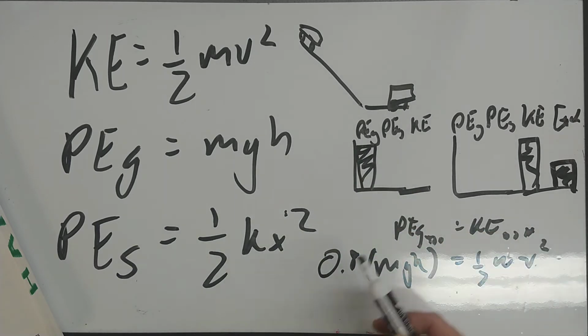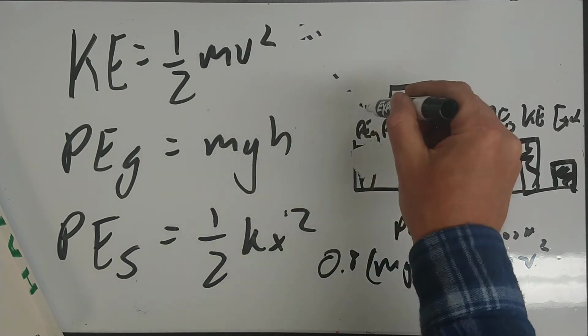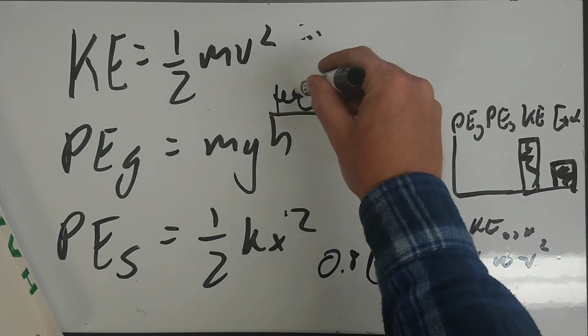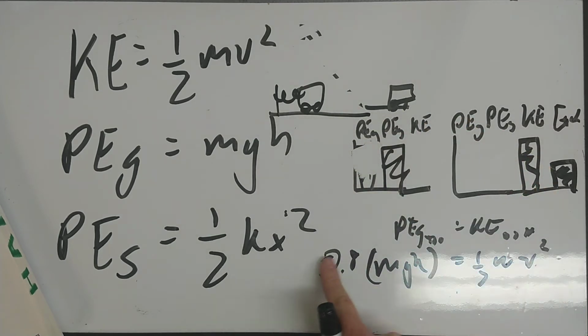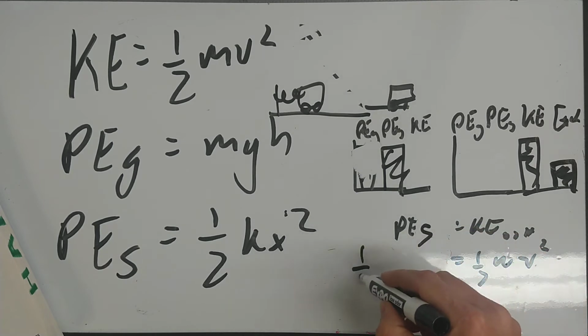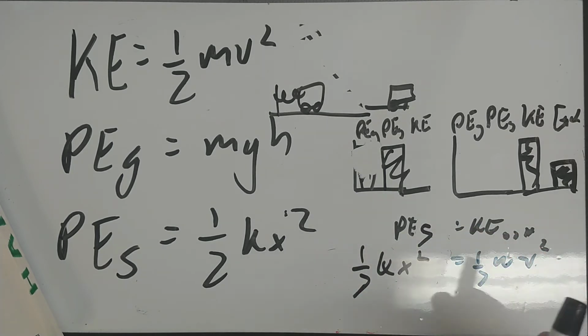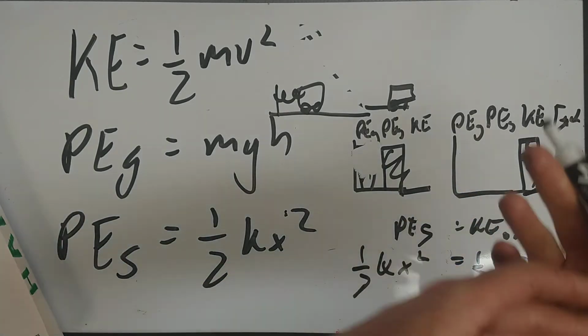Gravitational energy into kinetic. Now, it could be a spring. It could have been a spring launching this thing on flat ground, so we just keep modifying these. It'd be all spring potential energy. So now over here, it's not PEG, it's PES, and it's 1/2 kx squared equals 1/2 mv squared. So maybe you have to find the spring constant, maybe you have to find the velocity, who knows?